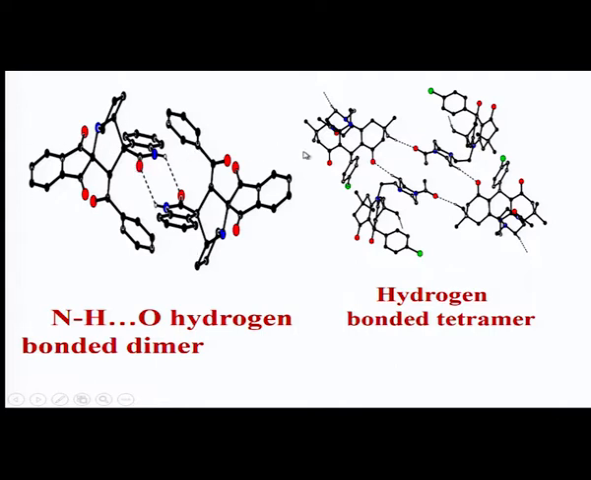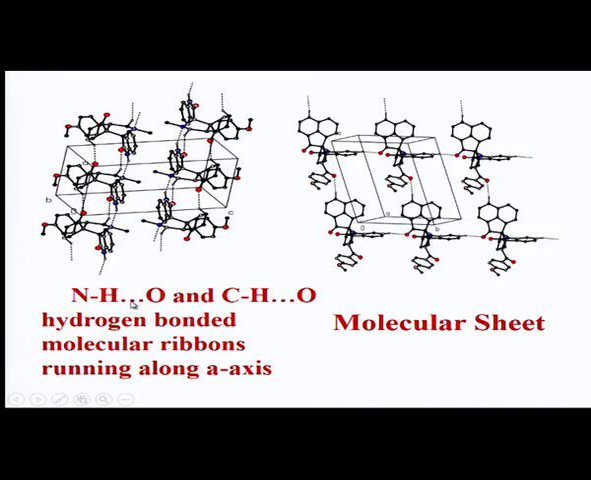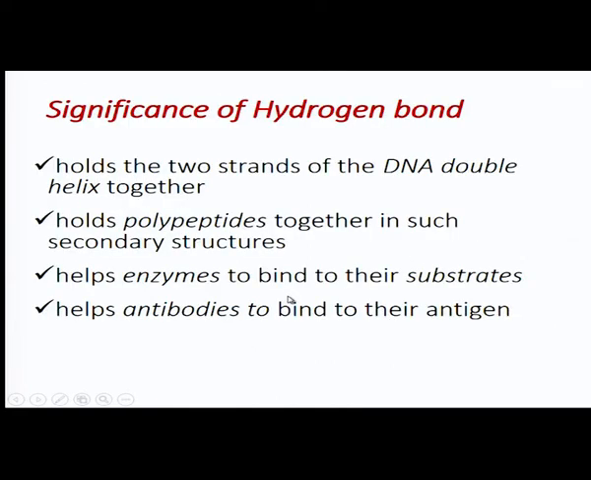We can have 4 molecules also, this is known as hydrogen bonded tetramer. Between this and this we have interaction, between this and this we have interaction, this and this we have interaction, this is called tetramer. Now, sometimes we have NHO and CHO hydrogen bonded molecular ribbons going like that, then molecular sheets going like this. So, the hydrogen bond goes like a sheet, here it goes like a ribbon. These are different features of the hydrogen bond.